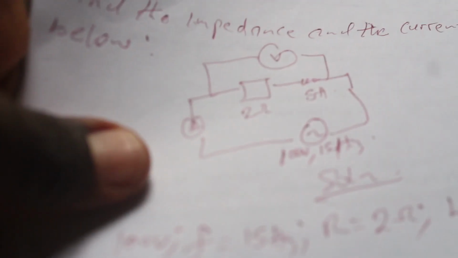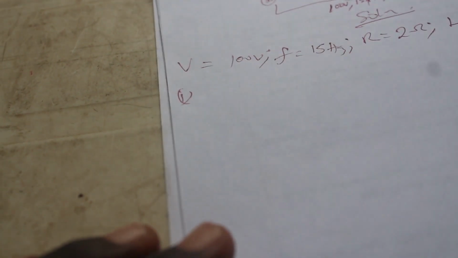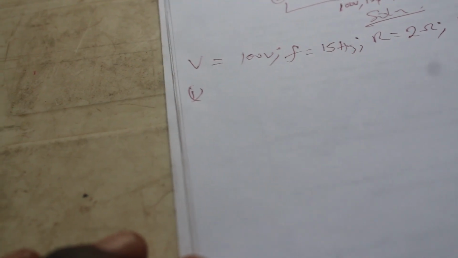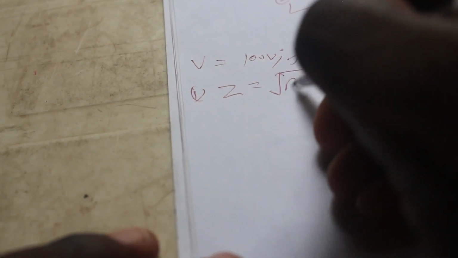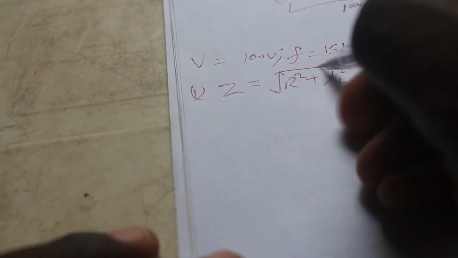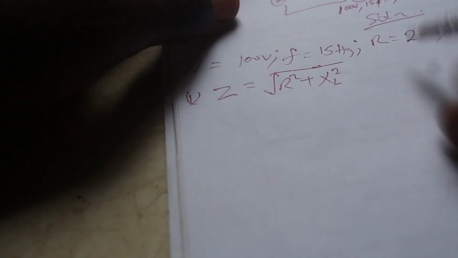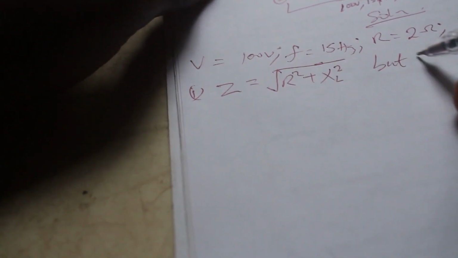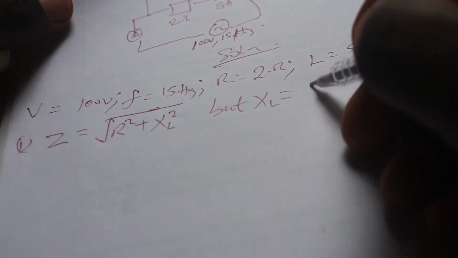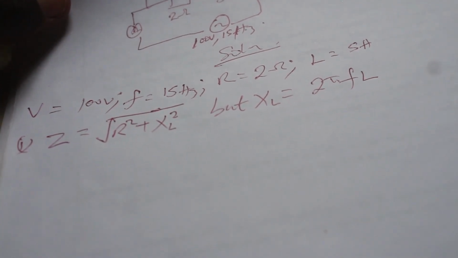Now the first thing we've been asked to find is the impedance in the circuit. So what is the impedance? Remember, Z is equal to the square root of the square of the resistance plus the square of the inductive reactance. Now we do not know what the inductive reactance is, and that means we have to find it. Inductive reactance is equal to 2 pi FL. This is the formula for it.